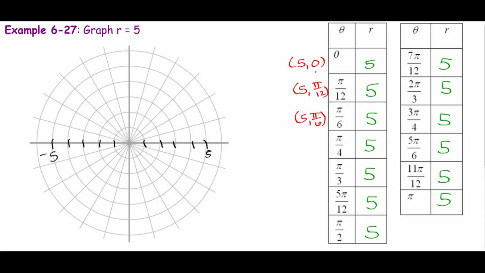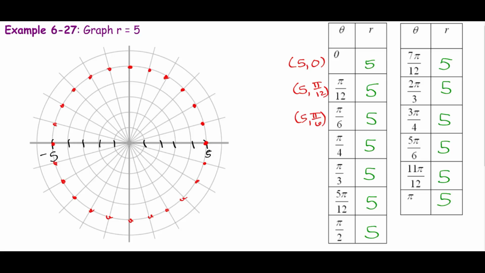So this first point, 5, 0, so I'm going to come out to 5 and rotate nothing. And then 5, pi over 12, so I'm going to come out to 5 and rotate pi over 12. Then we're going to come out to 5 and rotate pi over 6. Then we're going to come out to 5 and rotate pi over 4. And we're going to rotate pi over 3, so we're just going to keep going.